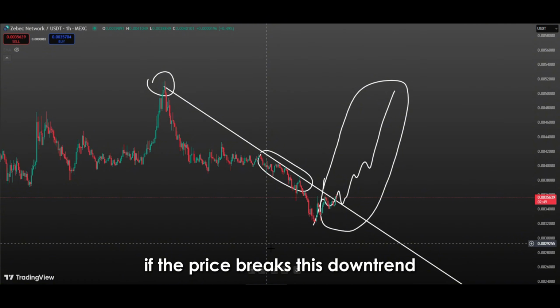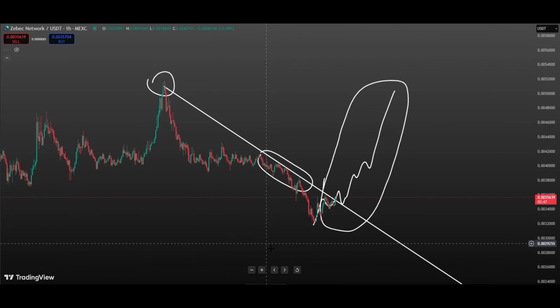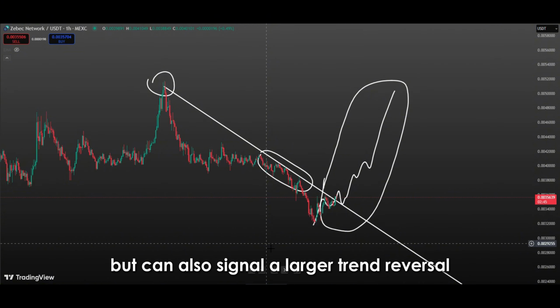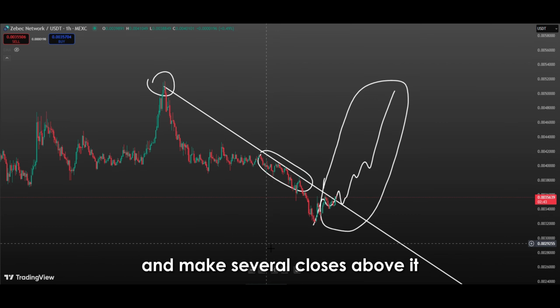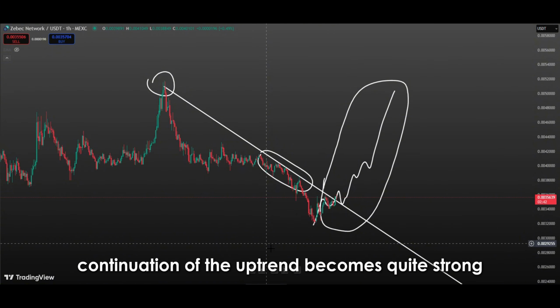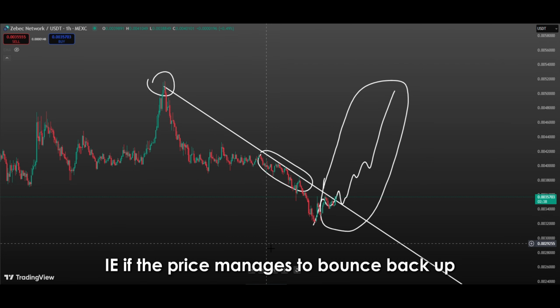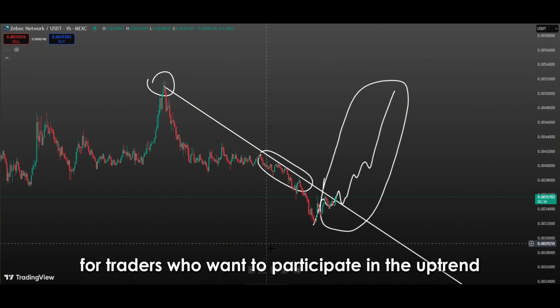If the price breaks this downtrend with strong volume and a decisive candlestick pattern, this would be very positive for investors. This is because such breakouts are usually not limited to a short-term uptrend, but can also signal a larger trend reversal. Especially if the price manages to settle above this downtrend and make several closes above it, then the likelihood of a continuation of the uptrend becomes quite strong. Technically, such breakouts are usually followed by a retest. That is, the price returns to the trend line it broke and tests it as support. If this retest is successful, i.e., if the price manages to bounce back up, it would be a confirmation of the uptrend.